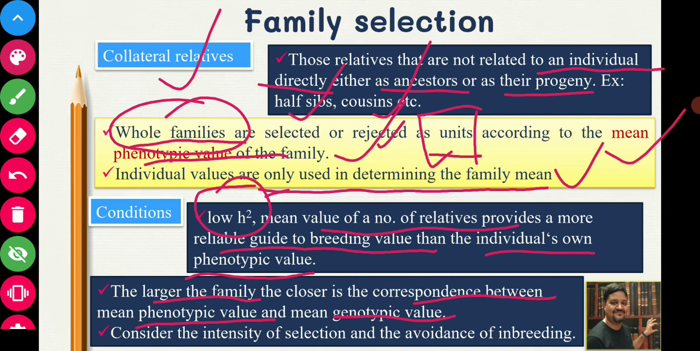Then, consider the intensity of selection. If the family size is large, the intensity of selection will also be large, because you will have to select few individuals from that. If there is a large number of families, you have to select one family. So the intensity of selection will be high, and there will be less chance of inbreeding also. If there is a small family size, there will be chances of inbreeding.